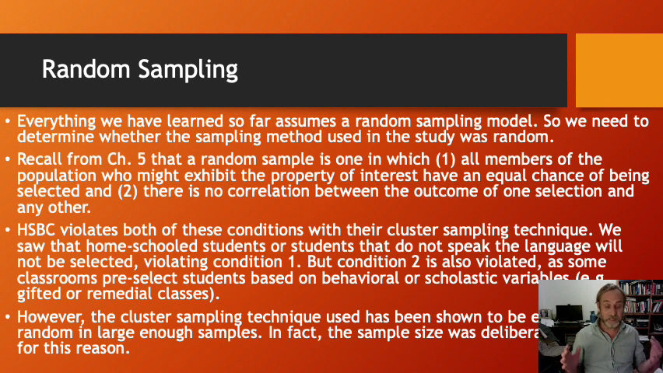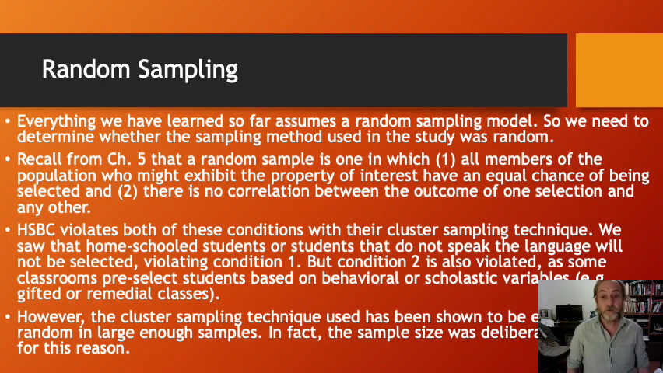This HSBC survey actually does violate both of those conditions. Lots of the time, real life surveys will. So, for example, by using cluster sampling, where they pick classrooms, that means that not all members of the population are going to have an equal chance of being selected. If you don't speak the language, or you are not in school because you're homeschooled, you're not going to be selected. You have 0 chance of being selected. So that violates condition 1.